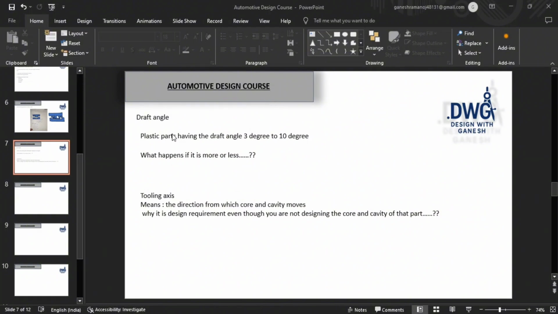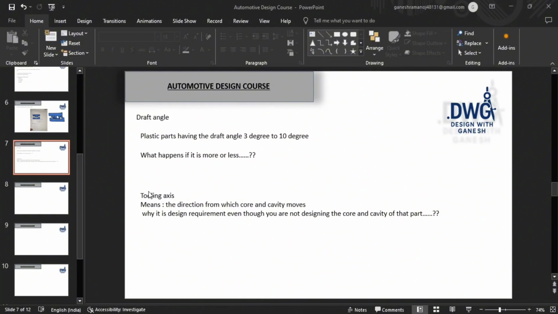Apart from this, we have seen one design requirement, that is the draft angle. In the last video I covered what a draft angle is, why it is mandatory, why it is a design requirement, and why we always keep 3 degrees to 10 degrees for the draft angle of plastic parts, and what happens if it is more or less than that. I answered all these questions in the last lecture. I hope you are clear about the draft angle now.